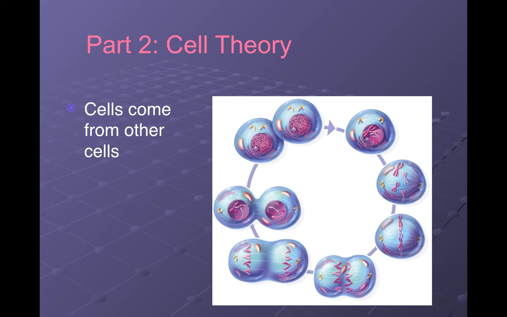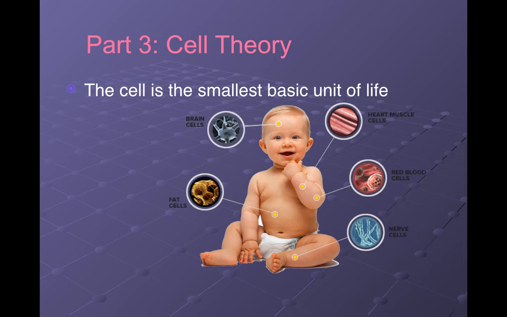So part 2 of the cell theory, according to Virchow, is that cells come from other cells. In this diagram, you can see the process: we start with one cell right here, then it starts to divide, and ultimately we end up with two cells. Part 3 of the cell theory is that the cell is the smallest basic unit of life. So according to science, one cell would indicate life.